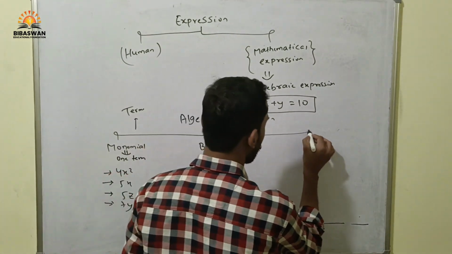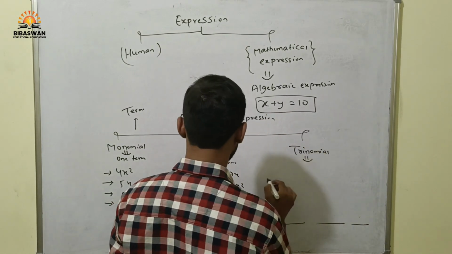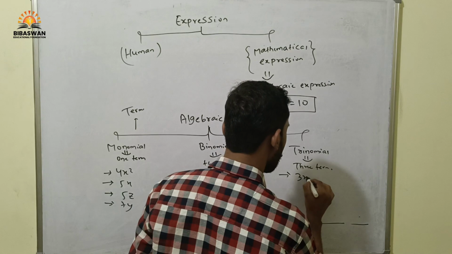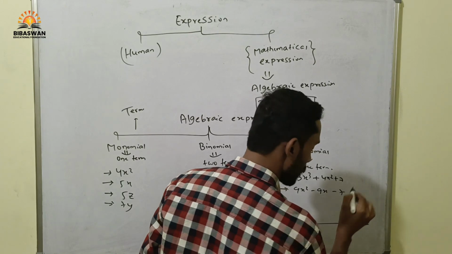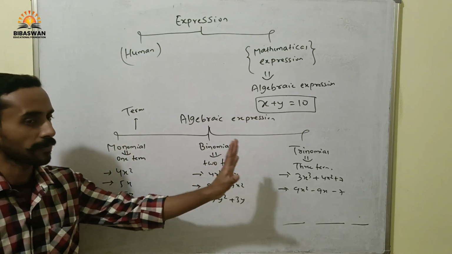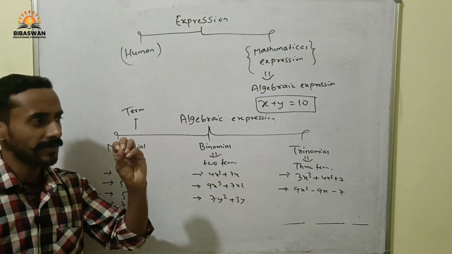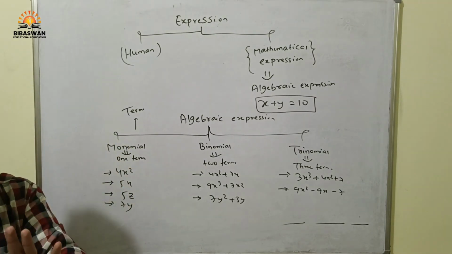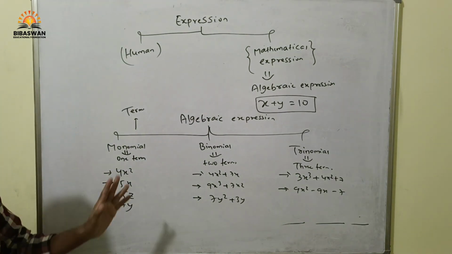Understood? Trinomial. Okay? Means three terms: 3x cube plus 4x square plus 7, 9x square minus 9x minus 7. These are the trinomials. So on the basis of the terms, there are three types of algebraic expression: monomial, binomial, and trinomial. Sometimes we say polynomial, meaning many terms, but the definition of polynomial is a little bit complicated. So we are going to study only three types of algebraic expression on the basis of what?